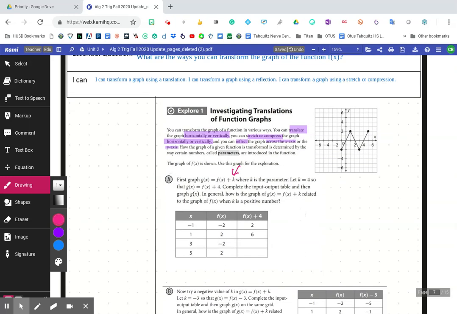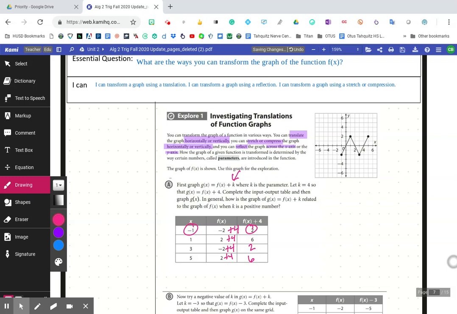So it said that I had to add 4. So basically what happened here is they added 4, they got 2. They added 4, they got 6. Now let's go ahead and plot that. So we're going to use this x value and this y value. So out -1, up 2. Out 1, up 6. Out 3, up 2. And out 5 and up 6.